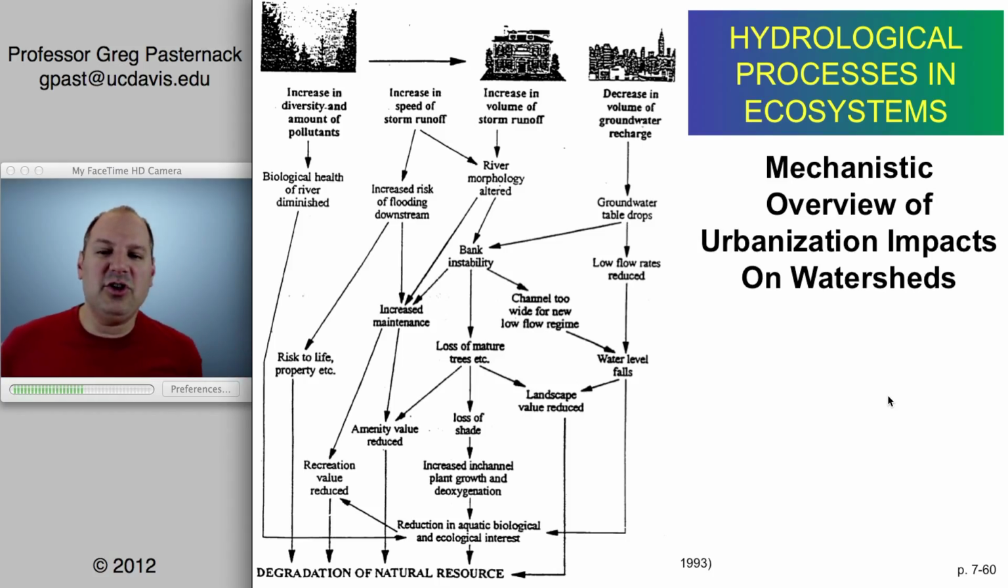Okay, we can also put the effects in terms of a flow diagram. So we could start with an increase in abundance and diversity of pollutants. We could have an increase in speed of storm runoff, an increase in volume of runoff, a decrease in groundwater recharge. So this is like the hydrological impacts beginning at the top, like what urbanization does, and then how that goes to all the things we've talked about, like reduced groundwater, changes to river morphology, bank changes, vegetation changes, how that filters all the way through and then ultimately leads to the degraded natural resource.